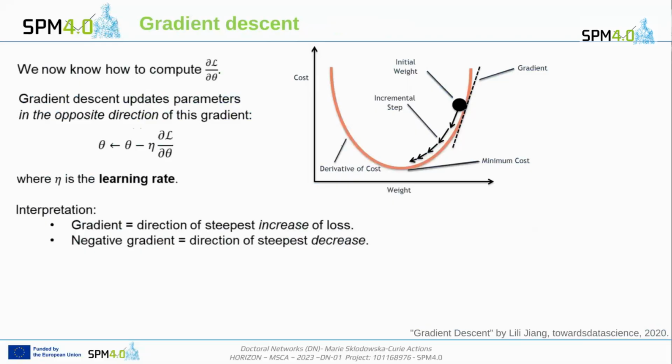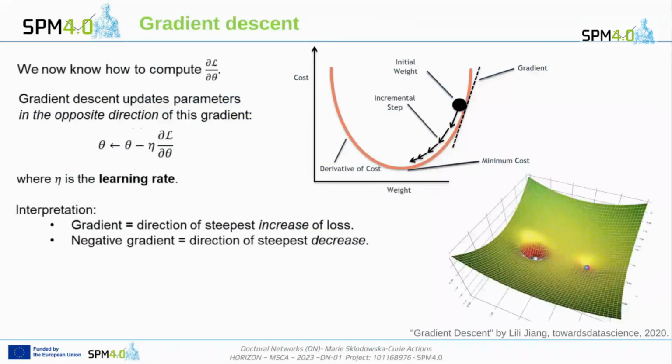So you can think about the gradient descent as falling in a hole.